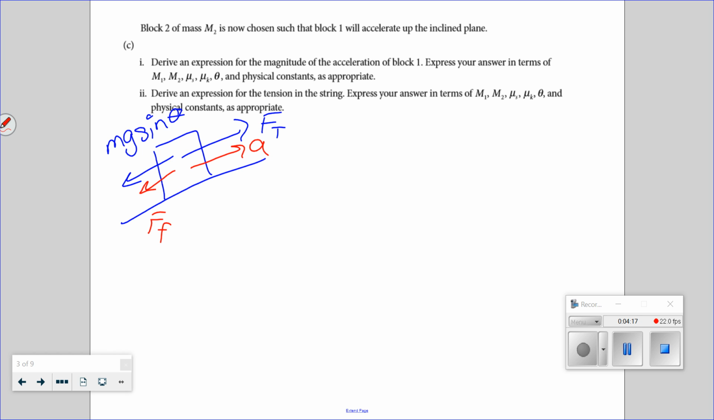Okay, force of tension. The force of tension on this string is going to be the mass of block 1 times its acceleration plus, oh no, no, no. That's not right. The net force is the mass times acceleration.